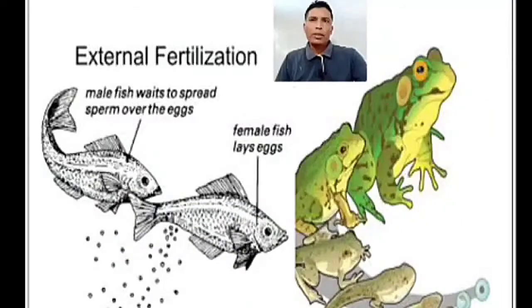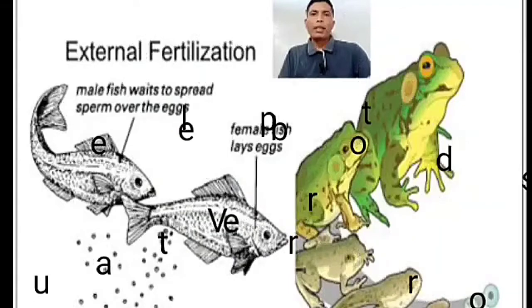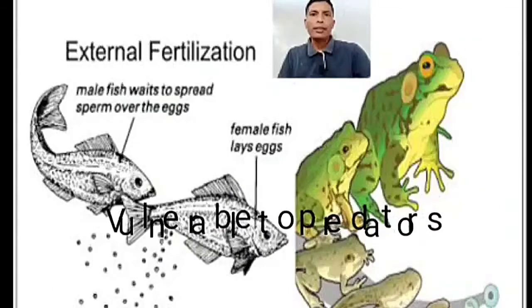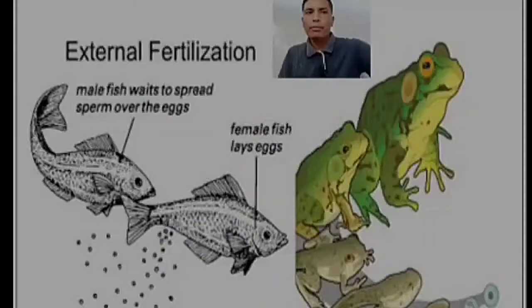There is a major disadvantage in external fertilization. The major disadvantage of external fertilization is that the offspring are extremely vulnerable to predators, threatening their survival up to adulthood. Now let us see internal fertilization.